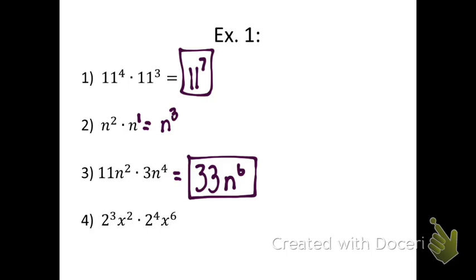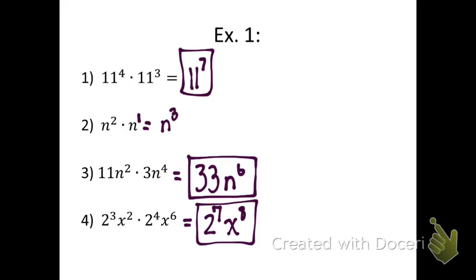Next one, we got 2 to the third x squared times 2 to the fourth x to the sixth power. Start with the coefficients first. 2 to the third times 2 to the fourth is going to be equal to 2 to the seventh power. X squared times x to the sixth is x to the eighth power. And that's how you use the multiplication properties.